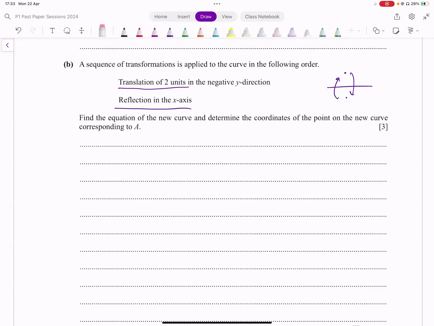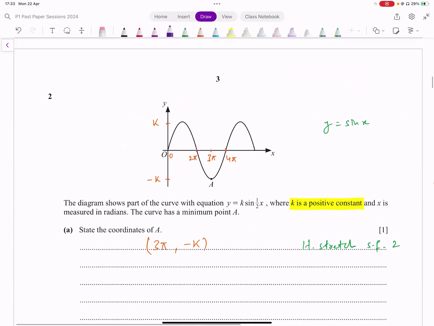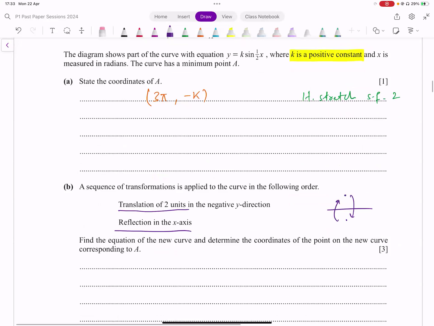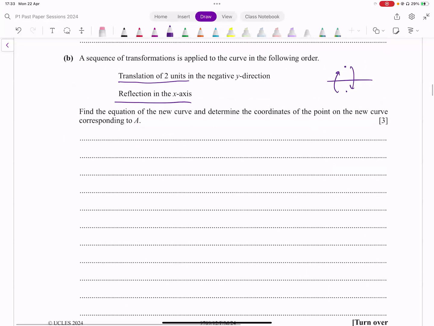Now, how do we think about this? What was the original curve? Y equals k into sine of half x. Right? That was the original curve. Let me write that here. Y equals k into sine of half x. Let's apply these 2 transformations.